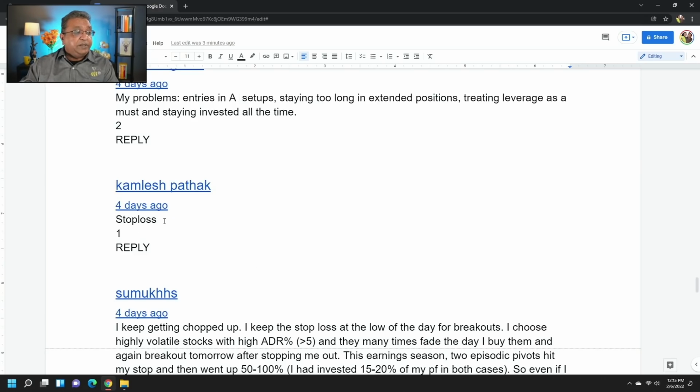Stop loss. Whenever somebody says their problem is stop loss, I know their problem is not stop loss. Their problem is setup. Their setups have stop loss as a subsystem. If your problem is stop loss, you have a setup problem because something is not working in your setup. If your setup is not working, you need to fix setups. Then stop loss will not be a problem. There are no solutions which are just unique stop loss solutions.